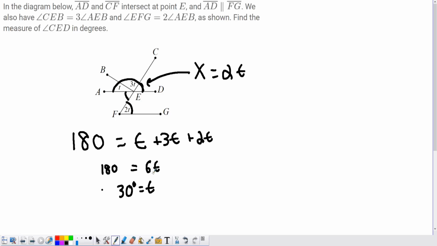Now, you don't want T, you want X, you want CED. So what that means is you must do 2 times 30. 2 times 30 gets you 60. And that is your answer.